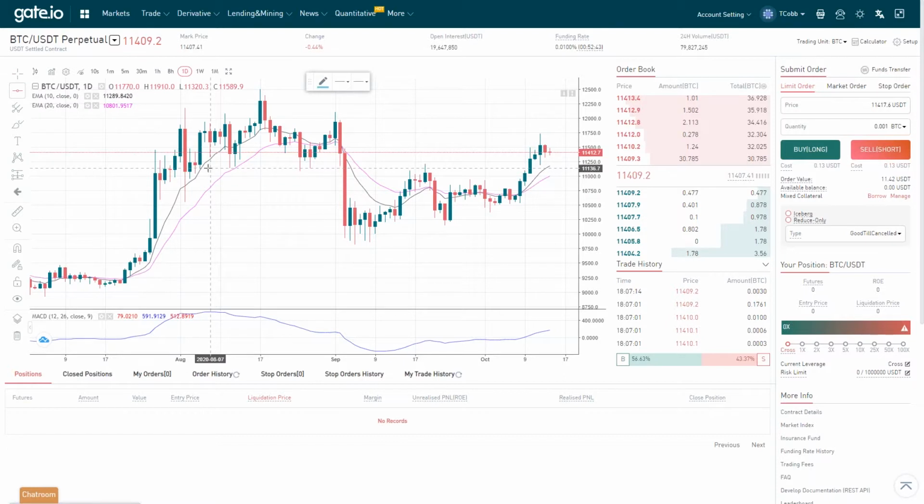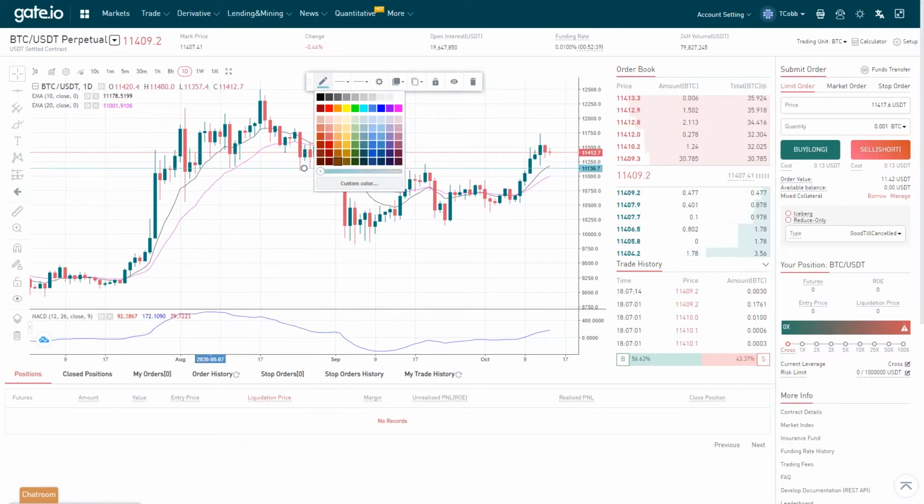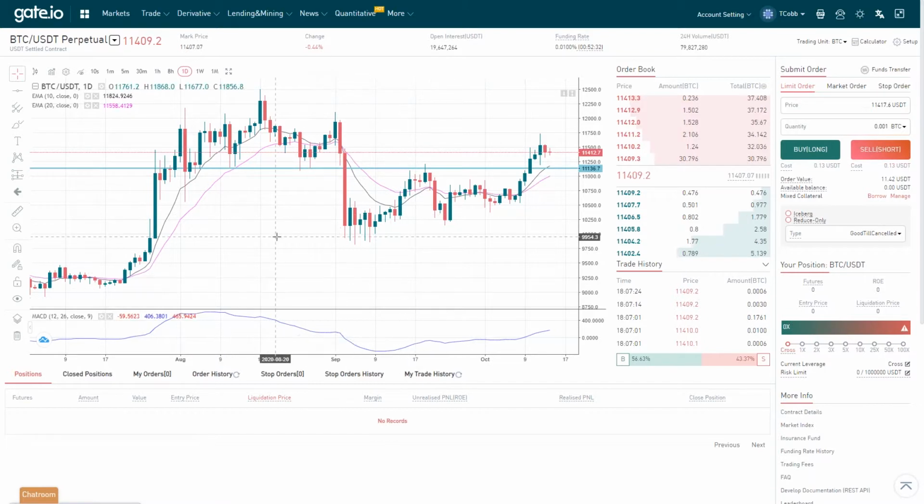I'm going to encapsulate these support levels running through here. I'm going to make this a little bit thicker. That's what I want. That'll do, so it's nice and easy for you to see. Support, broke down, resistance, push through. What I'm actually waiting for here is a pullback into this area.